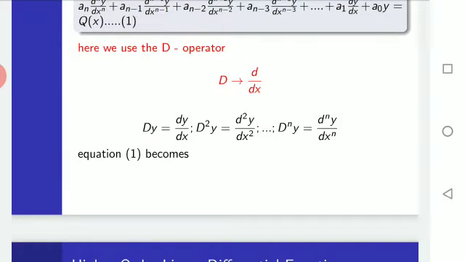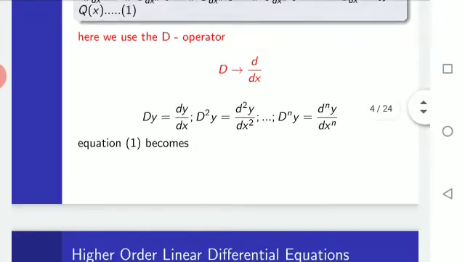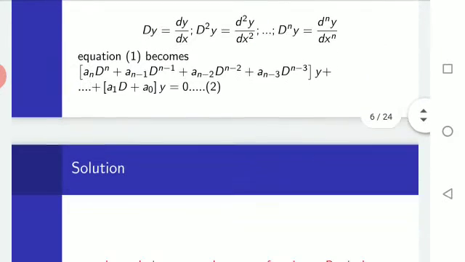Moving on, you will see that's what has happened. Capital D operated on y is simply dy/dx. D squared operated on y is simply d^2y/dx^2, which is nothing but the second derivative of y with respect to x. Capital D raised to n operated on y is simply the nth derivative of y with respect to x. This is exactly what I had mentioned. You can write equation 1 in terms of this equation.